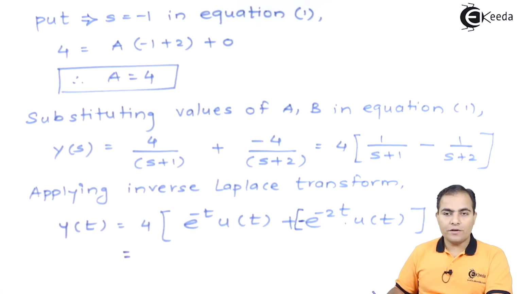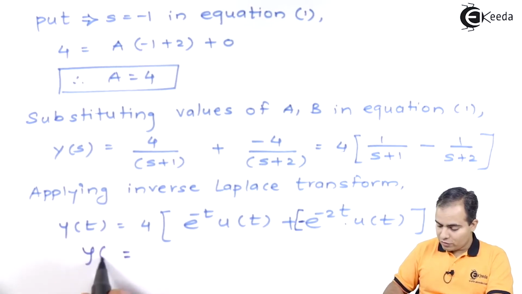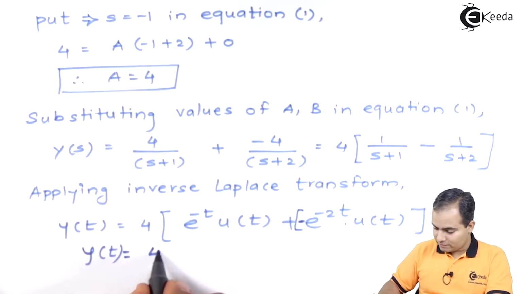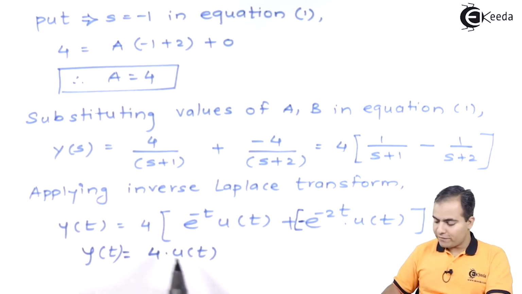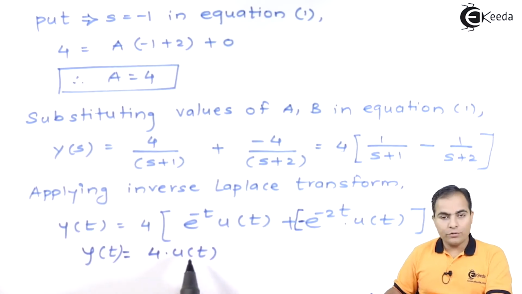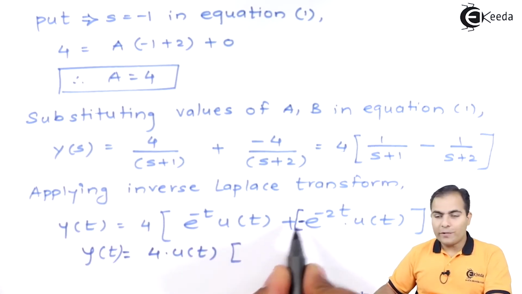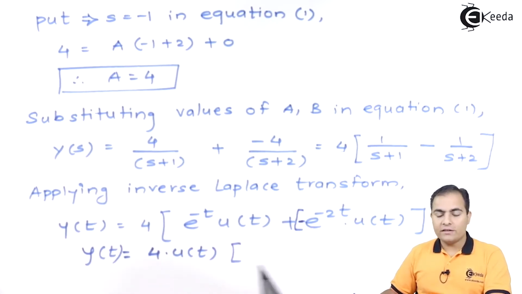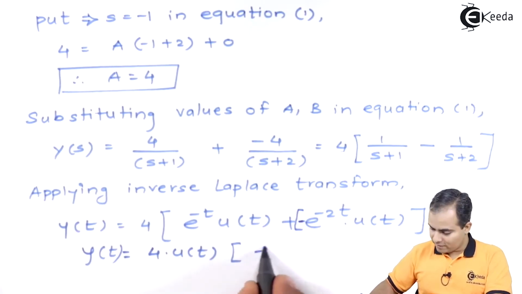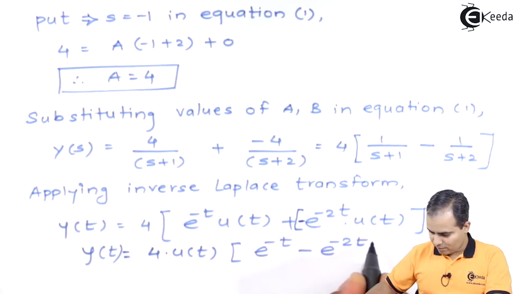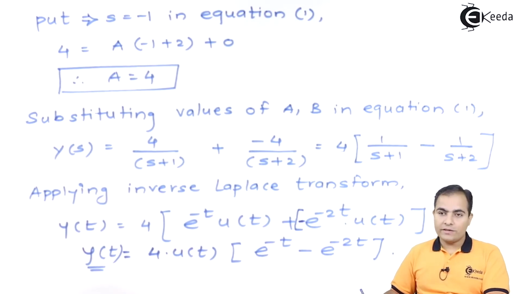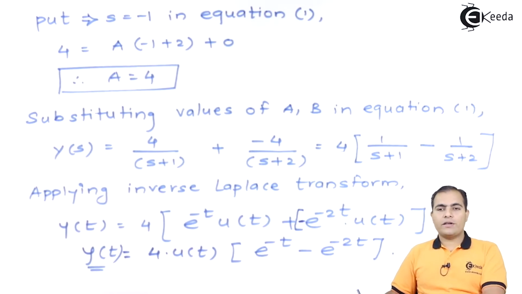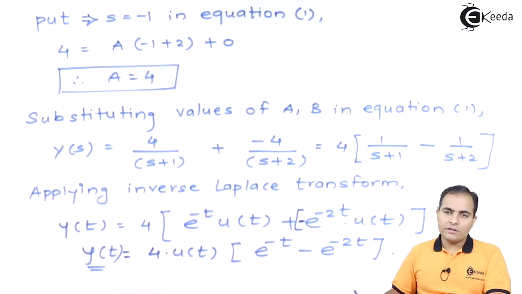So I'm taking u of t common from this equation. So my y of t becomes, look at it, in both the parts we have u of t, so I have taken u of t common. So we have 4 into u of t. Now if you open this bracket, then plus and minus will get changed to minus. And this is nothing but our output response when x of t is 4 into e to the power minus 2t u of t. So this is how we are going to solve all these numericals.